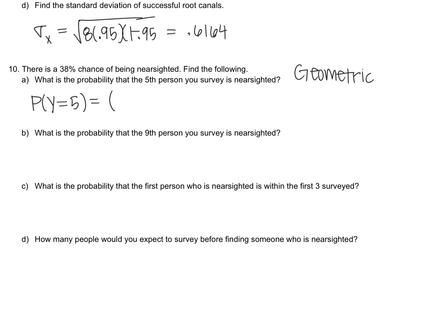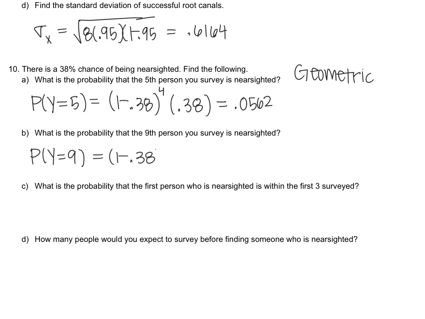So you start with the probability of failure, which is 1 minus 0.38, and then it's how many failed attempts you've done, which in this case would be 4, times your 1 case of success, which is 0.38, and that is 0.0562. Okay. The next one says, what's the probability that the 9th person you survey is nearsighted? So the probability that y equals 9. So 1 minus 0.38, and then we would have had 8 failures, and then our 1 success, which is 0.0083.